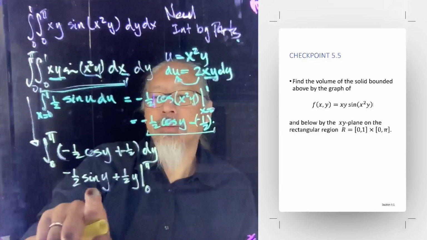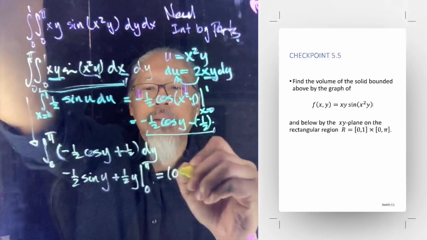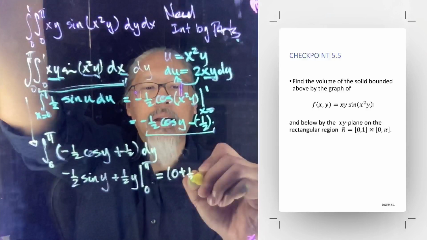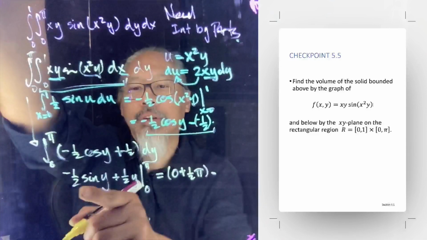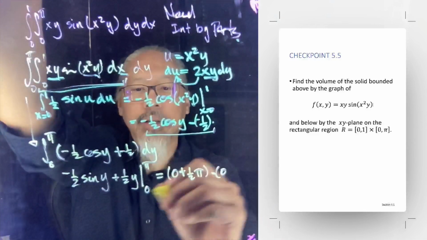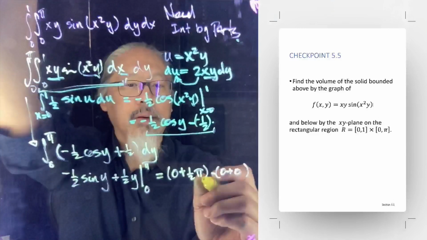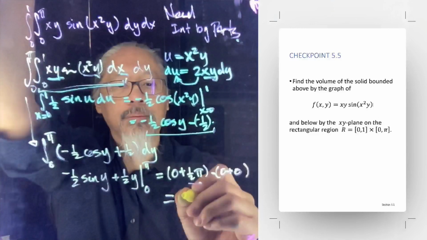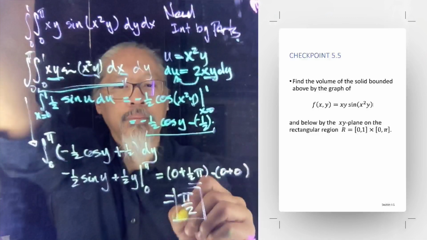We put pi in for y. Sine of pi is 0, plus 1/2 pi, minus, and then we put 0 in there. Sine of 0 is 0 again, plus 0. So all we have left is pi over 2. Okay.